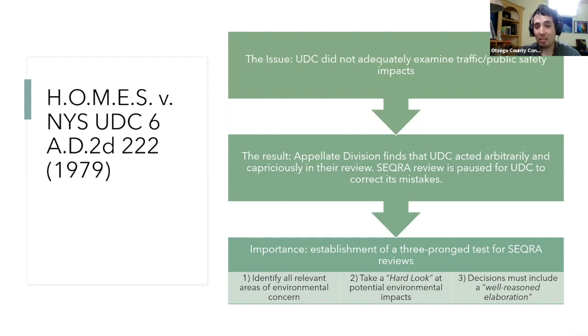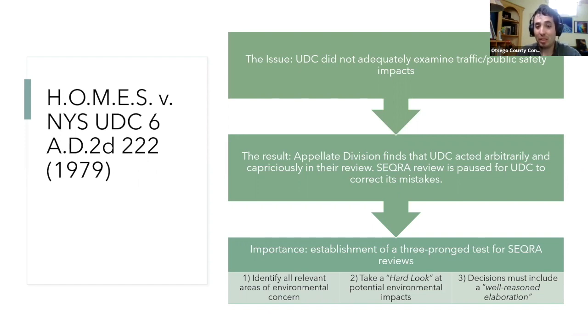And they eventually did, and the project, I think, went through. And the importance of this case is basically the courts established a three-pronged test for taking a hard look at projects, the environmental impacts of a proposed project. And so the first prong is that the lead agency must identify all relevant areas of environmental concern.